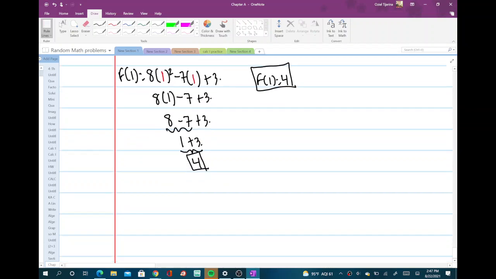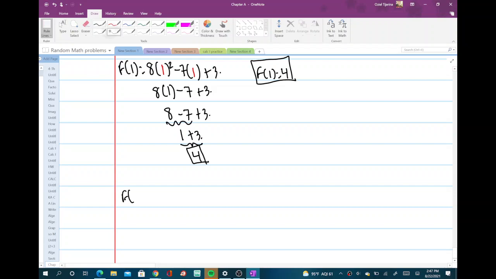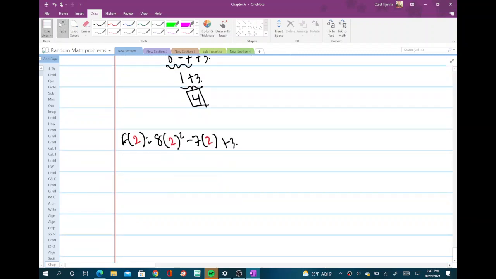And now let's do f of 2. So f of 2, it's going to be 8 times 2 squared minus 7 times 2 plus 3, right? So I have 8 times 4. So it's going to be 8 times 2 squared. You're going to do the 2 squared first, that's going to be 8 times 4. And then 7 times 2, that's 14. So it's going to be minus 14 plus 3. So then 8 times 4, that's going to be 32. And then minus 14 plus 3.